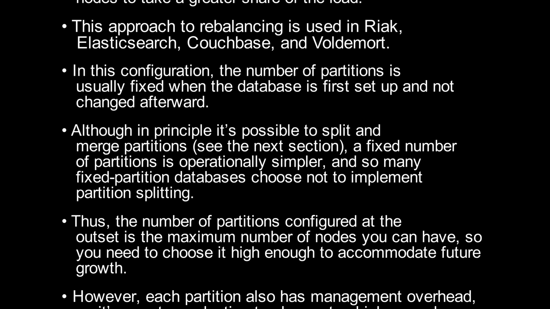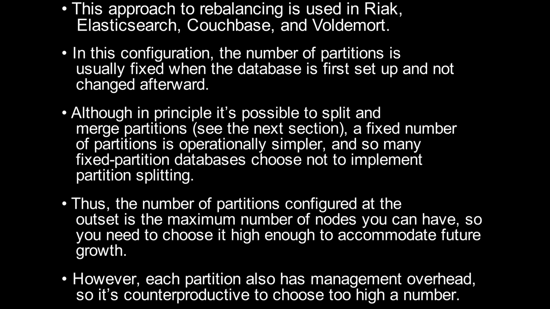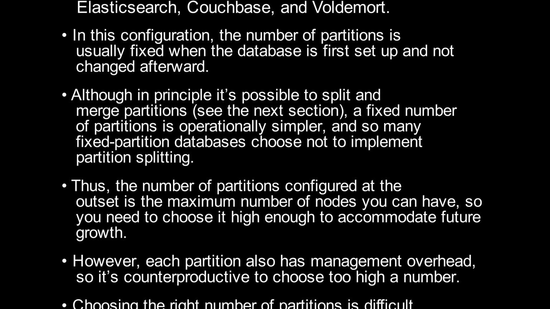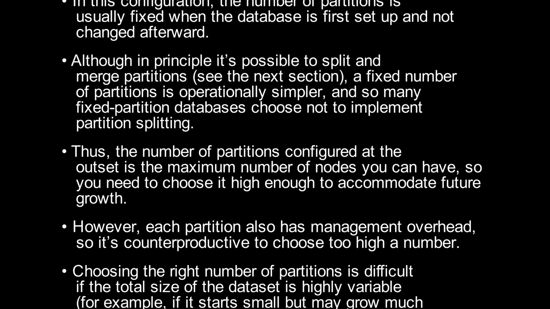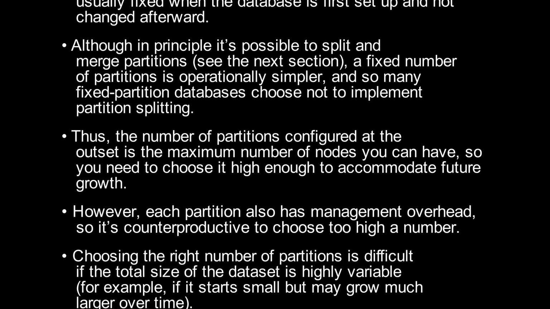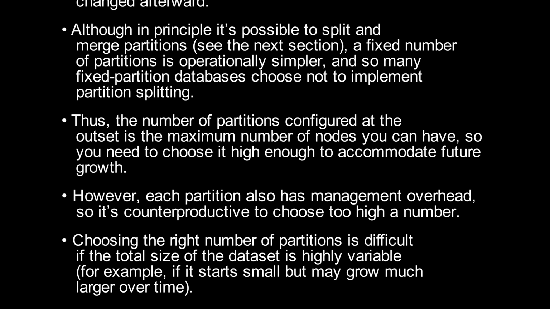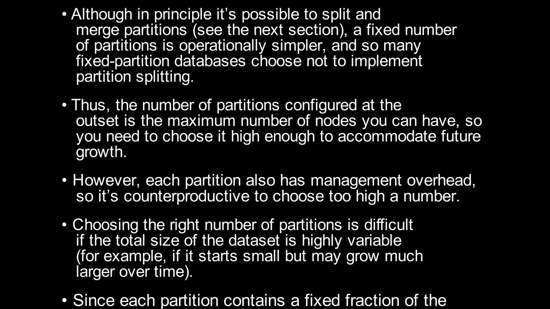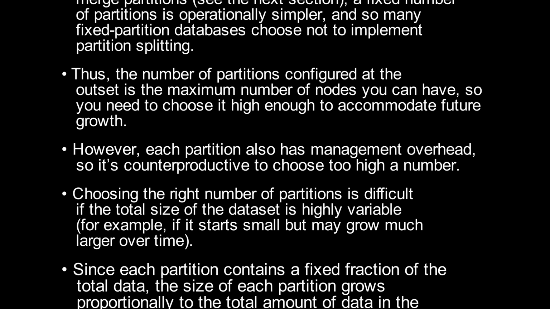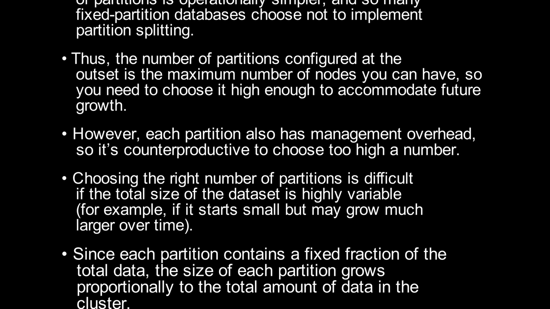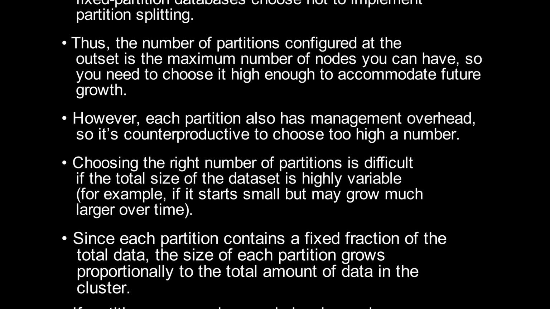Thus, the number of partitions configured at the outset is the maximum number of nodes you can have, so you need to choose it high enough to accommodate future growth. However, each partition also has management overhead, so it's counterproductive to choose too high a number. Choosing the right number of partitions is difficult if the total size of a dataset is highly variable, for example, if it starts small but may grow much larger over time.